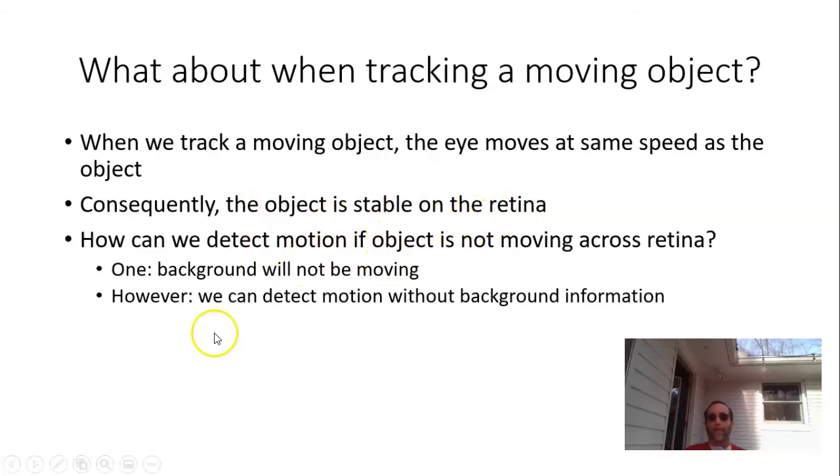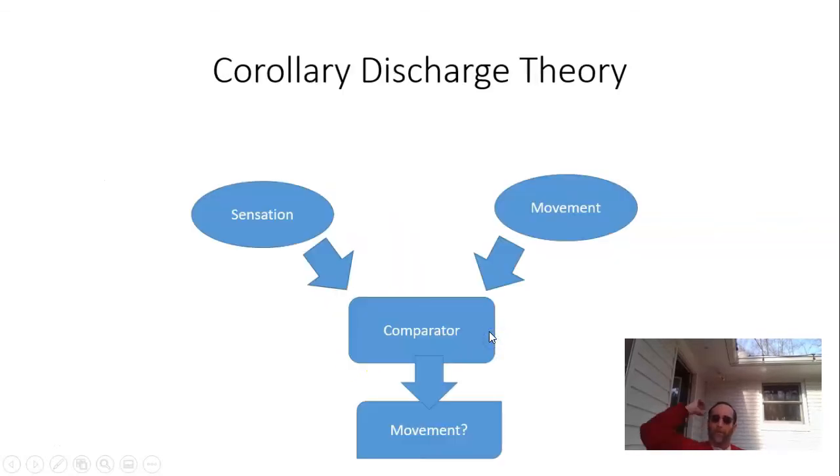So we've talked about two things. Something could move across our retina when the retina is not moving, or, because we're tracking the object, the object is stable on our retina, but the retina is moving. So we have to distinguish between those two.